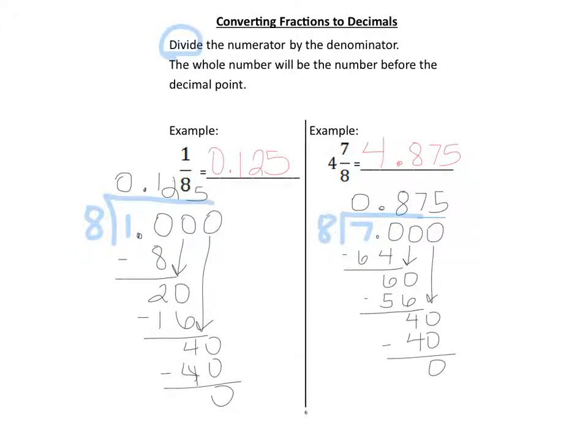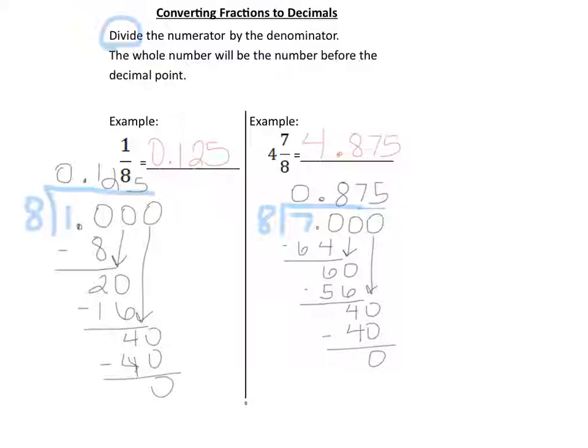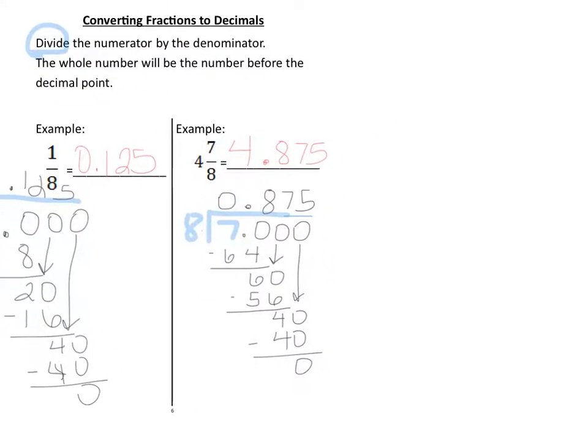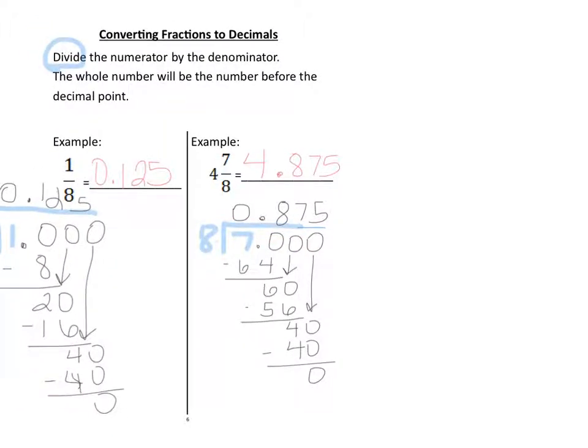The other way to go about this problem and the long division is to first change it into a mixed number, and we do that by saying eight times 4 plus 7. 8 times 4 is 32, plus 7 is 39. So we have 39 over 8 as our improper fraction.